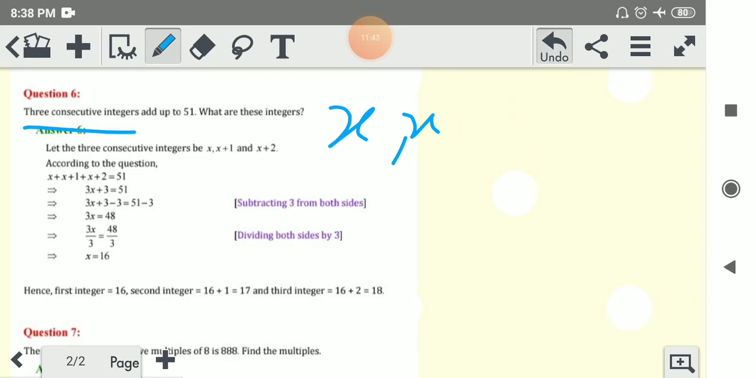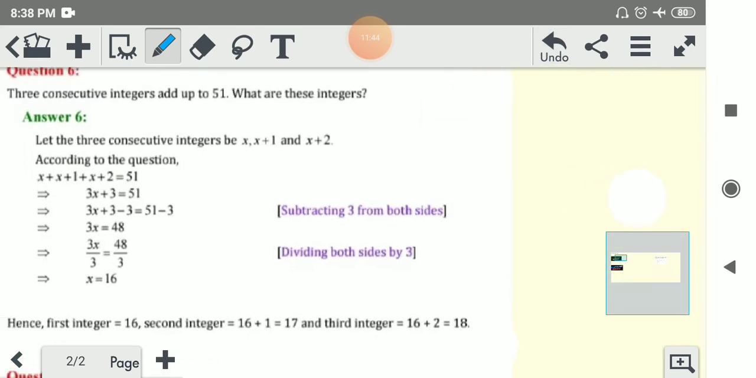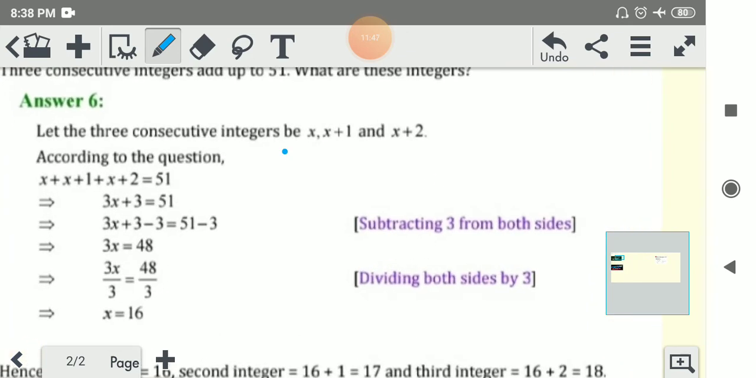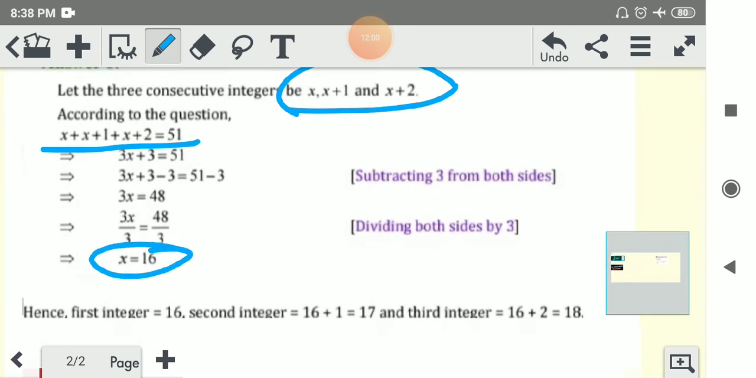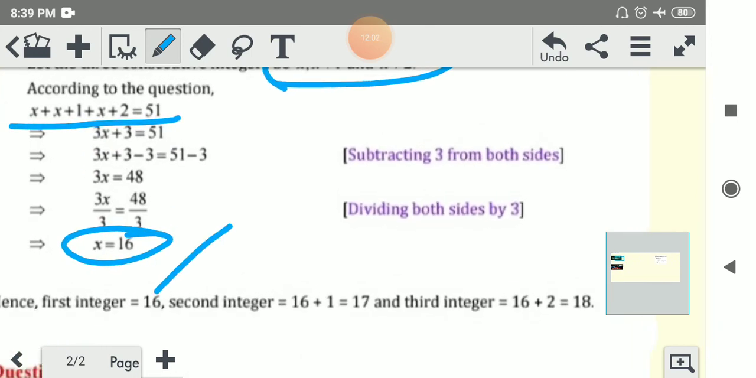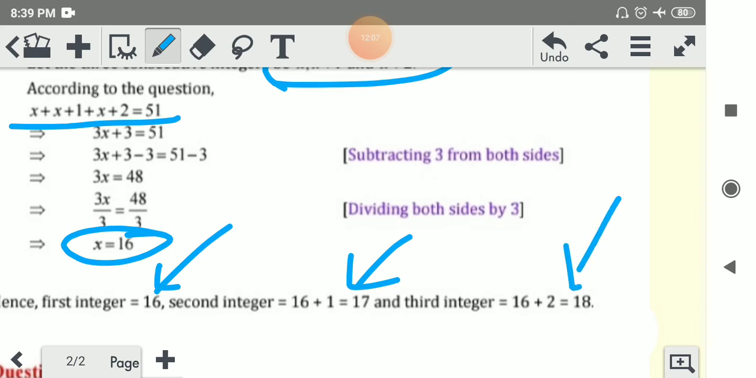So what are the integers? Okay. Suppose x, x plus 1 and x plus 2 are the three integers. According to the question, when we add, we get 51. Solve for x. So we easily get x is equal to 16. Now the integers will be: first is x, which is 16, second is 17 and third is 18, because this is x plus 1 and this is x plus 2.